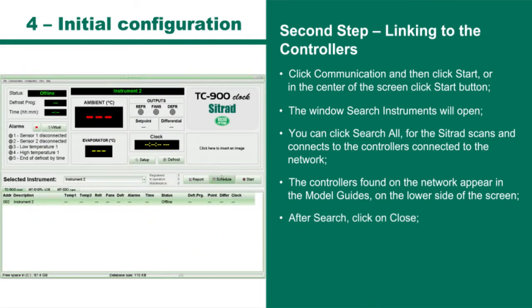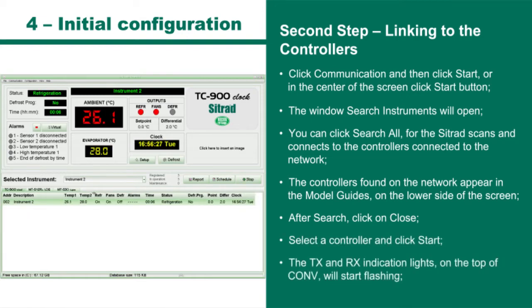Notice that the controllers in the model tabs are offline. Select a controller and click Start. The TX and RX indication lights on the top of the conv will start flashing. Sitrad is ready to be operated.